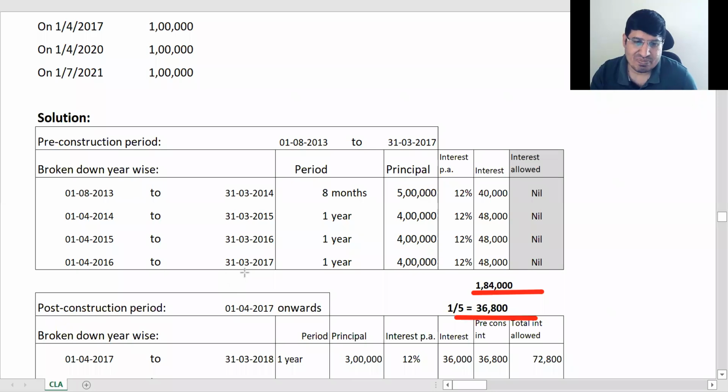Post-construction period will start 1 day after this date. Okay, so it will start from 1/4/2017 onwards.